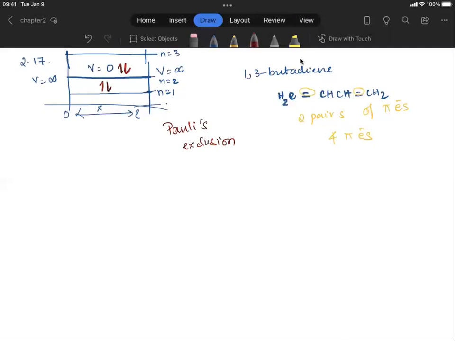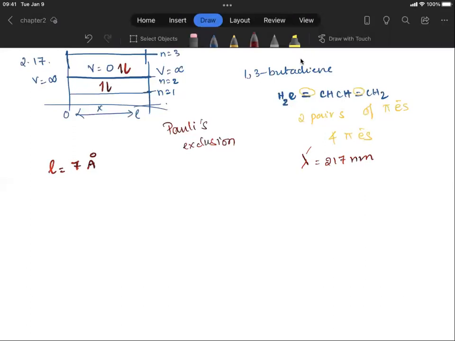Now, it's given that the box length is 7 angstrom, and we're asked to use this model to estimate the wavelength of the light absorbed when a pi electron is excited from the highest occupied to the lowest vacant box level of the molecular electronic ground state. So the experimental value is given to be 270 nanometers. I don't expect us to get super close to this value because it's just a very crude approximation. It's a very crude treatment of this problem.